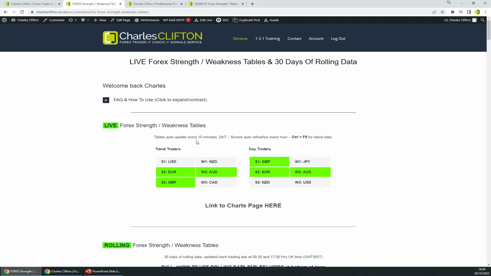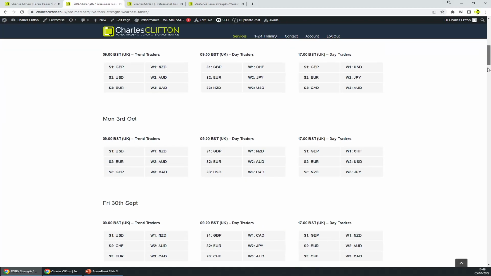This page does auto update every 15 minutes, but you can Control F5 at any time to pull the very latest data from our servers. If you don't, it will just carry on auto updating all the time for you. So you can see there that the Aussie dollar's slipped down by 1 peg. So as I say, there's a lot of data going on this page.